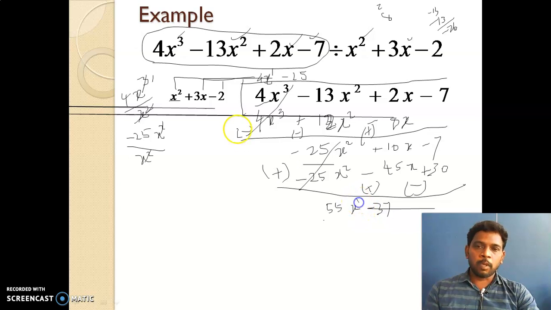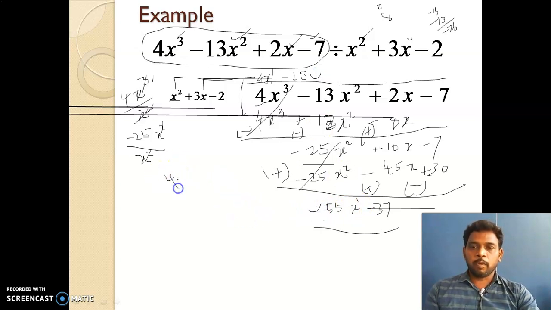So degree of the remainder is 1, and what about the degree of divisor here? So degree of divisor is 2. So this is less than this one. So stop the procedure. Okay, suppose they are equal, then you can continue. So the remainder is less than the divisor, that is according to the degree, you can stop the procedure. Okay, now that is your quotient, and this is the remainder.